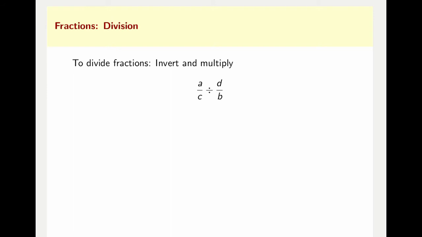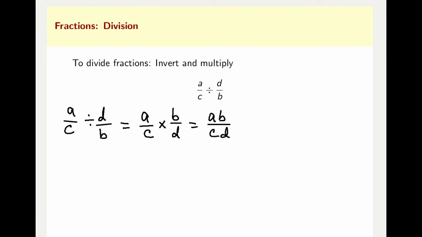What does that mean? To take A over C and divide that by D over B, we invert and multiply. So you leave the first one alone, put in your multiply sign, now invert the second one, so it becomes B over D. And so now we know what to do with that. It's simply A times B over C times D.